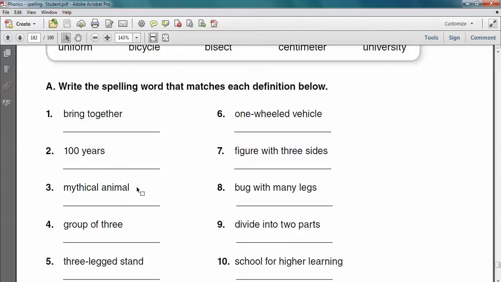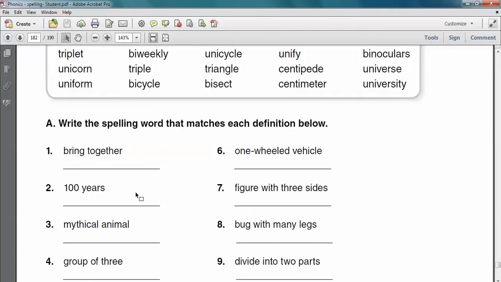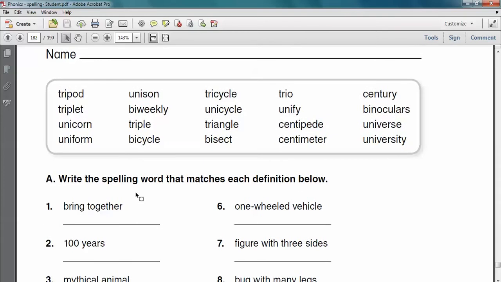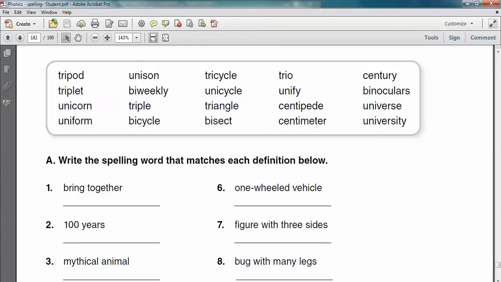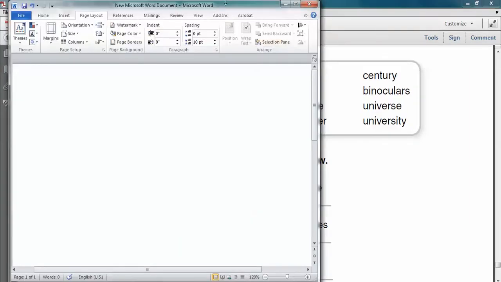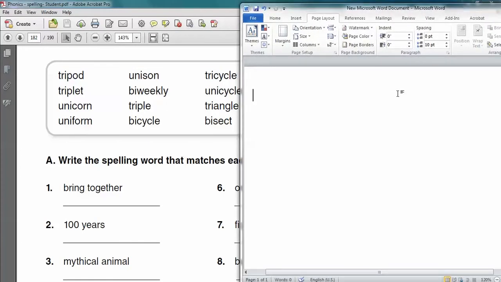Bring together, like as we can see, it's a verb, to bring together. So we already discussed the words before. The answer should be unify. The first one will be unify. Okay, let's write it. Okay, we can write it here, page 172. We said the first one is unify.